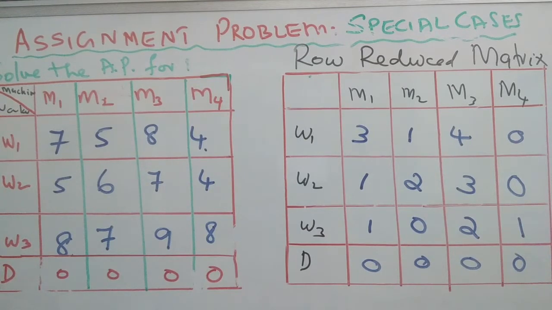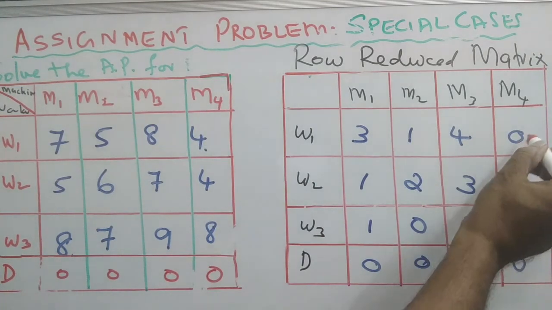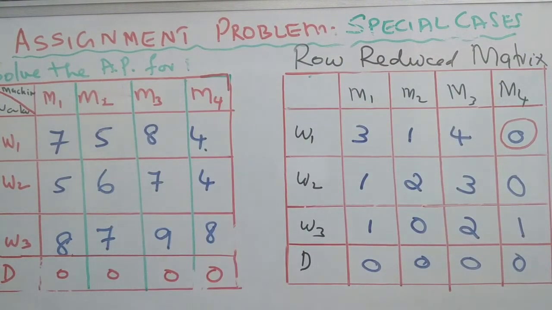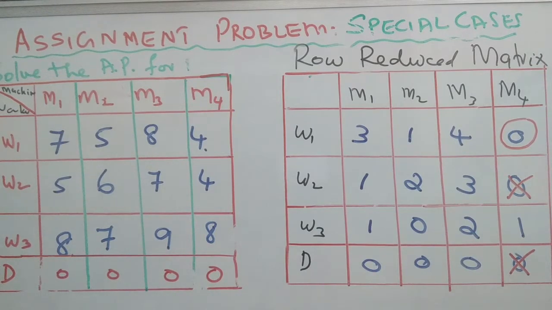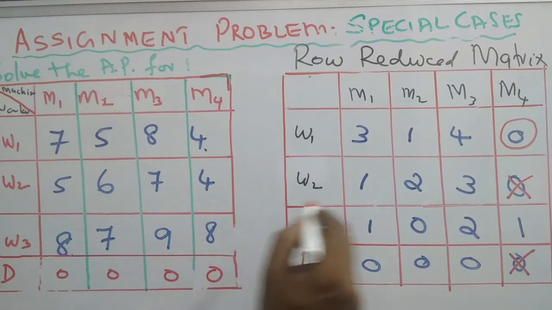That is the first step in the Hungarian method. The second step is the column reduced matrix. Here, in every column, there is a zero. But since we added a dummy row, the column reduction step is not needed here. So, this table is ready for the first stage of allocation. Then we are going to assign or allocate. How will you allocate? We select a row having a single zero and make an assignment. The first row we assign the first worker, we assign the fourth machine. Then cross out all other zeros in that column.